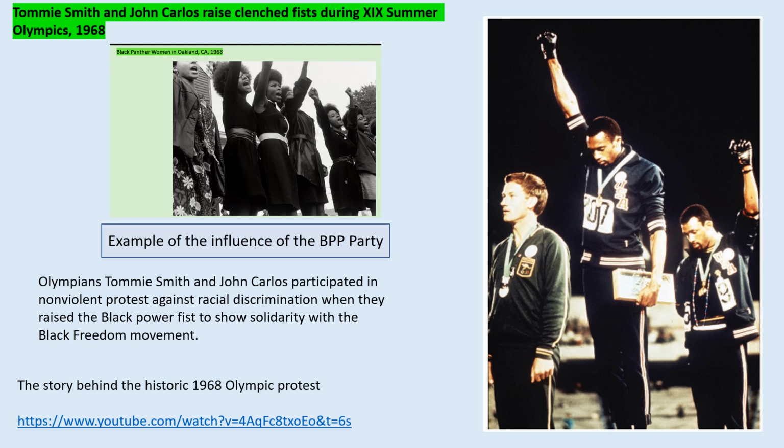Another required image from the AP framework, Tommy Smith and John Carlos giving the Black Panther salute, the Black Power salute. And we looked at this already a couple of classes ago. This clip here will take you to the story behind it. It's more of a documentary clip where you get to hear these individuals in recent time talk about their experience.